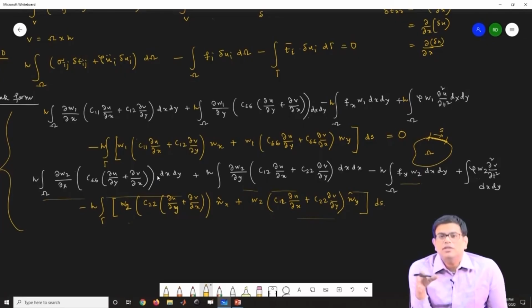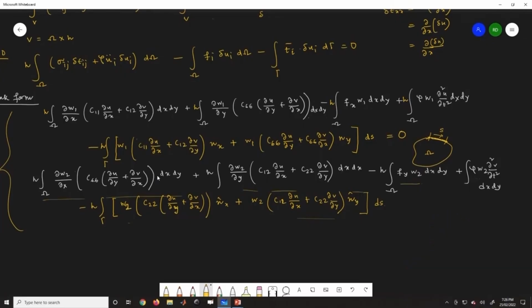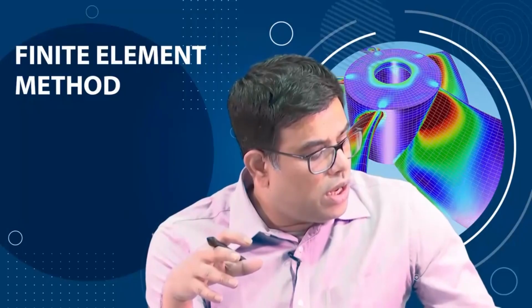So here I stop today. In the next class we'll learn how to matricize, or write the matrix expression of this equation, so that we can do finite element analysis with ease. Thank you.